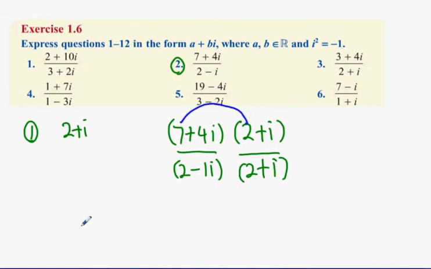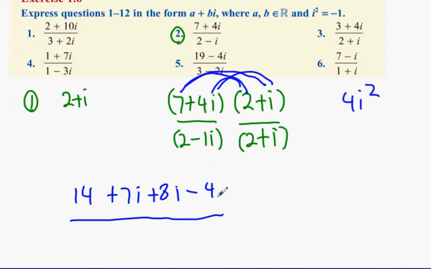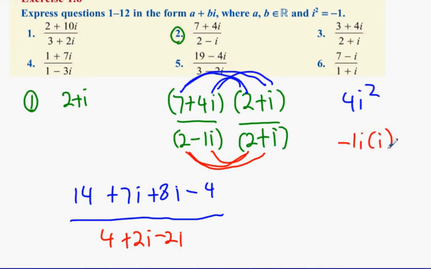Now what happens then? 7 times 2 is 14. 7 times i is 7i. 4i times 2 is 8i. And then 4i times i. What is 4i squared? Minus 4. Now look at the bottom. If you do these correctly, this will happen every single time. 2 times 2, 2 times i, and then minus i times 2, and then minus i times i. Minus i times i is minus i squared, which is minus 1 times minus 1, plus 1.